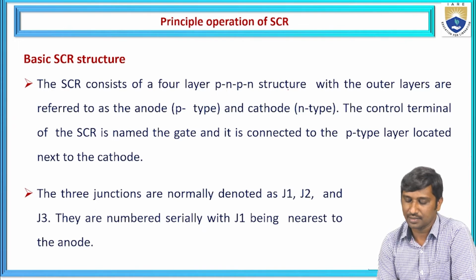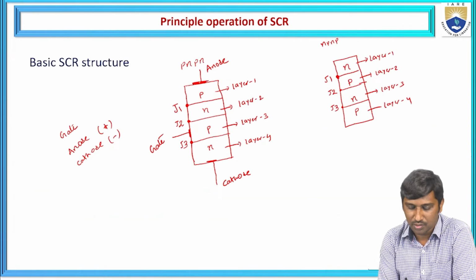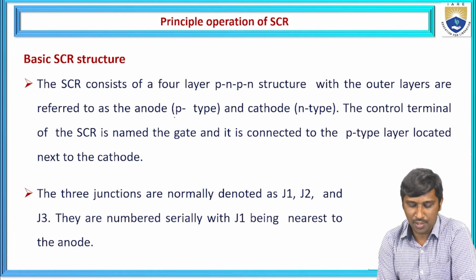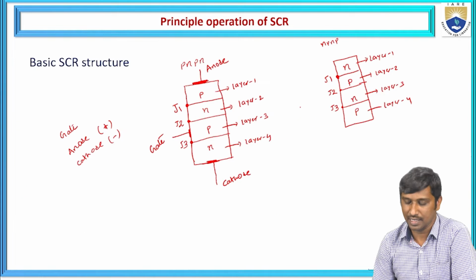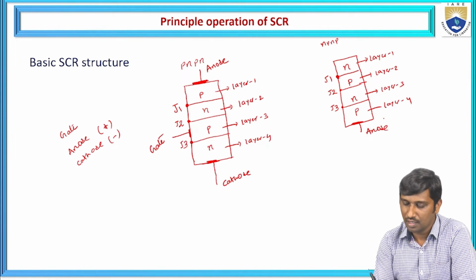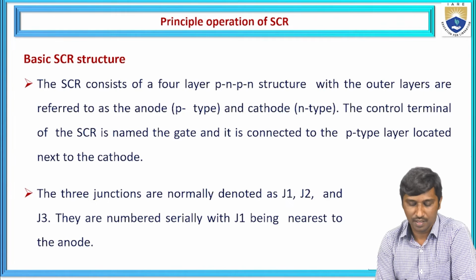It is a PN structure with outer layers, meaning this is one outer layer and this is another outer layer. The anode is P type and the cathode is N type. Here it is represented as anode, here as cathode, and then here as gate. So the anode is P type and the cathode is N type.